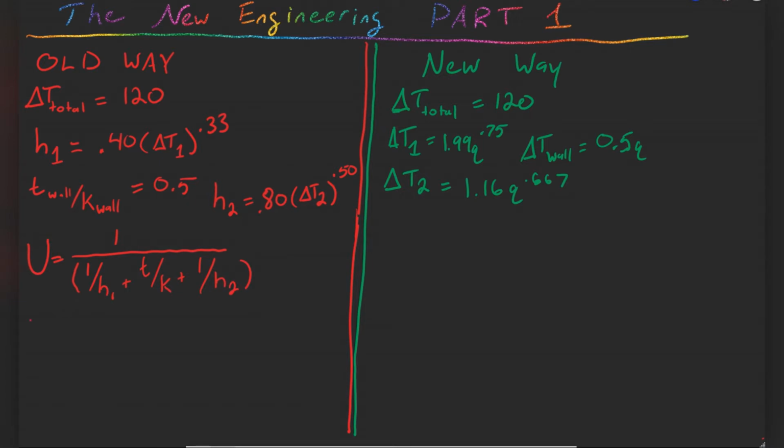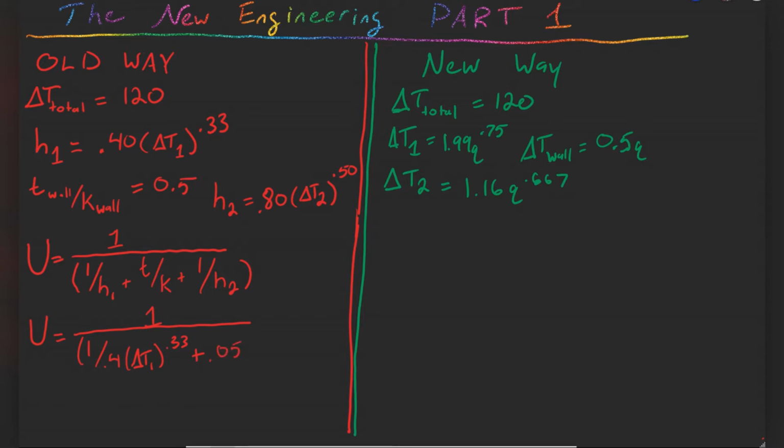Again, we're just doing this to look at variables. Don't get caught up in trying to actually solve these problems because I'm not going to do that. I don't really want to do math right now. U is equal to 1 over 1. We're just plugging in the variables here. 0.4 delta T to the 0.33. See, I just took that H1, literally just plugged it in. Plus T over K, we know that's 0.5. Again, I am just going to plug it in.